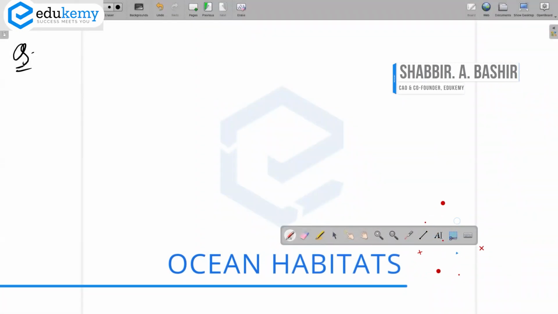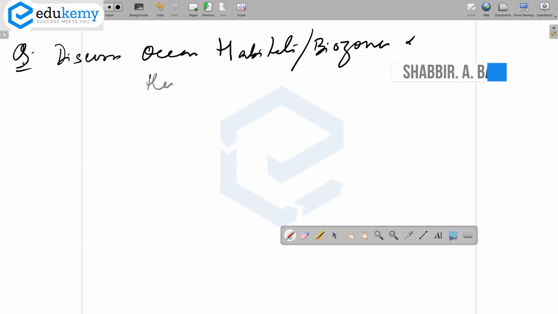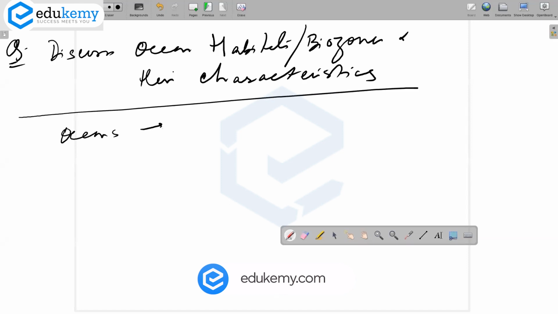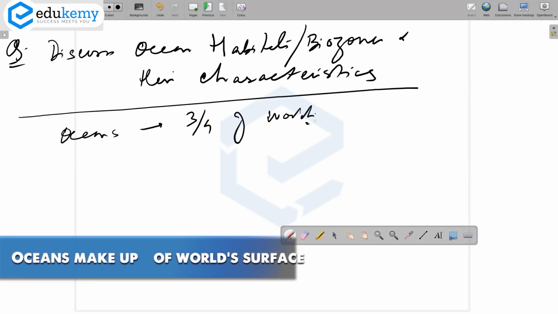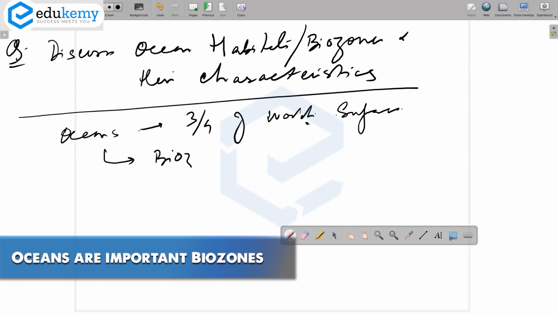Discuss ocean habitats. They are also called biozones, and their characteristics. You could start the answer by saying that oceans make up almost 3/4 of the world's surface. Oceans are important biozones. Biozones means where life forms survive, where life forms live.